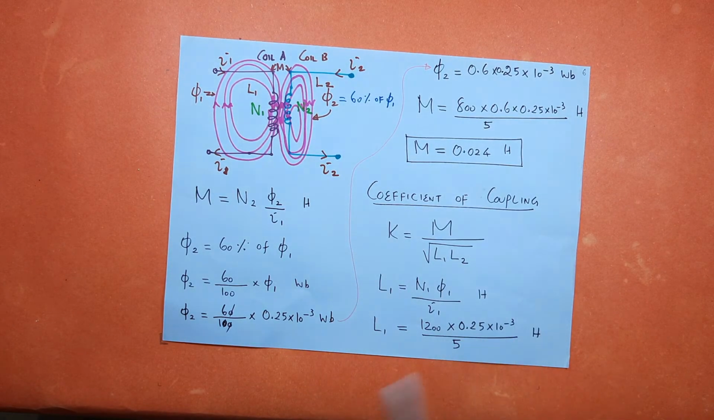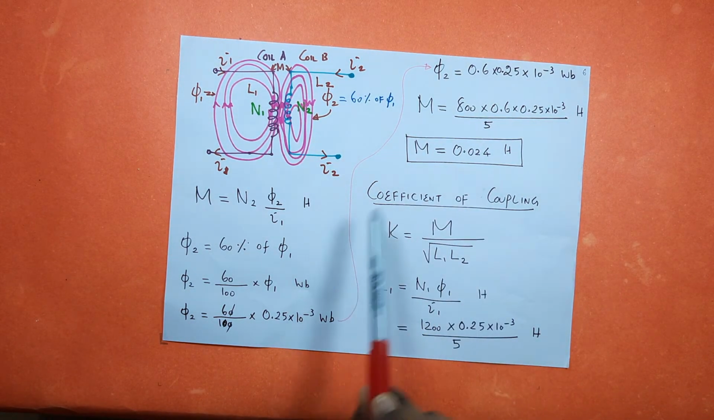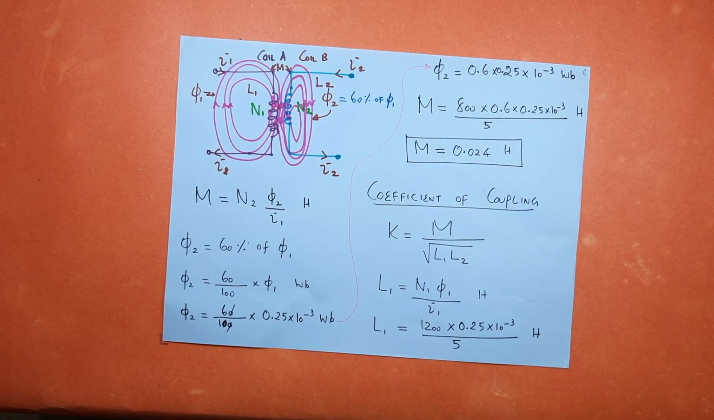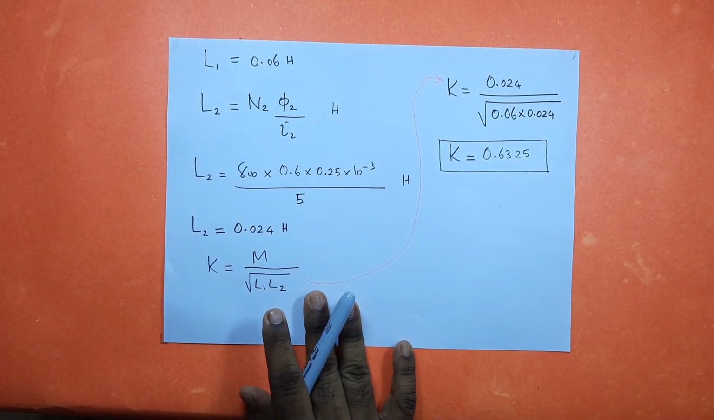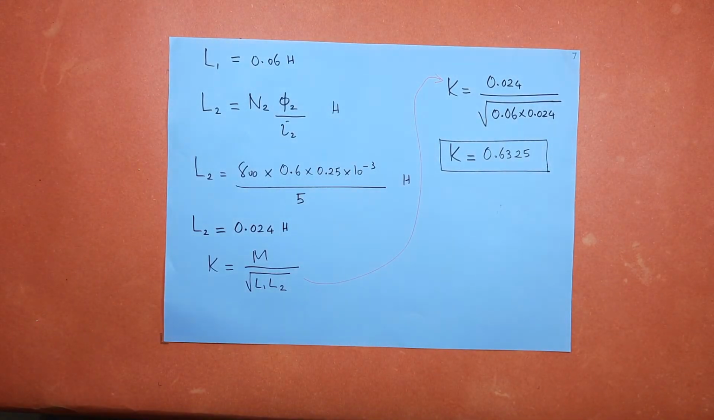Next we have to find out coefficient of coupling. So coefficient of coupling is given by this equation, K equal to M by square root of L1 L2. But L1 is given by this equation, L1 equal to N1 Phi 1 divided by I1. So L1 equal to 1200, Phi 1 they have already given 0.25 into 10 power minus 3, I1 is 5. So if you calculate, you get L1 is something like this, 0.06 Henry.